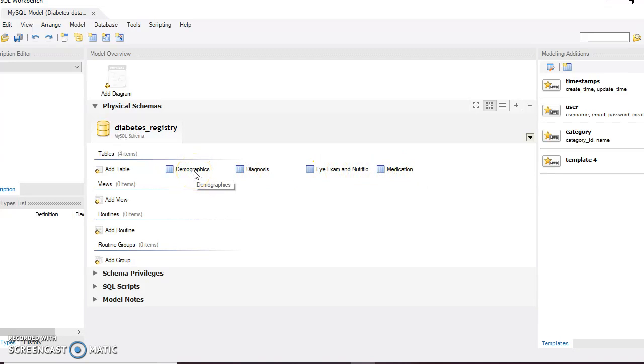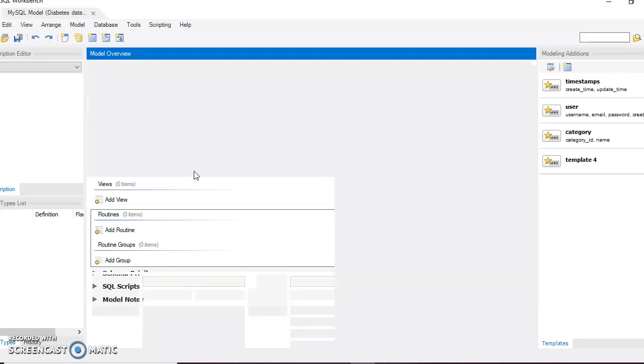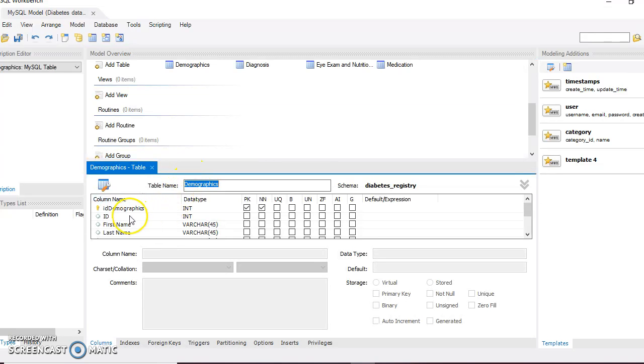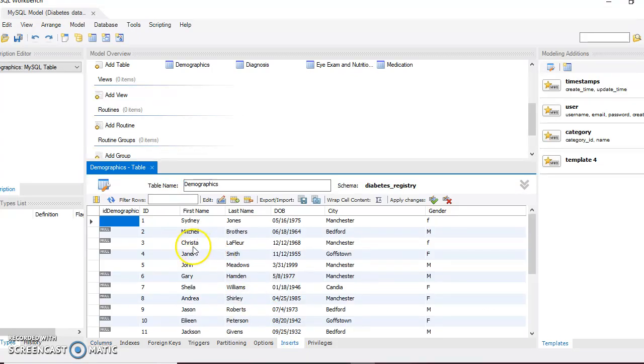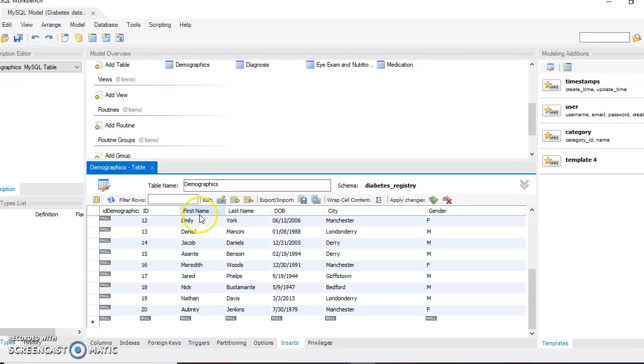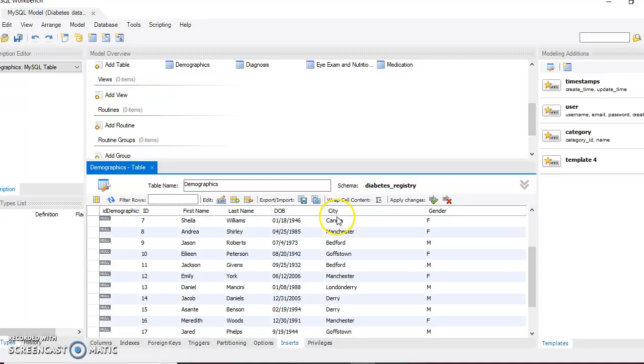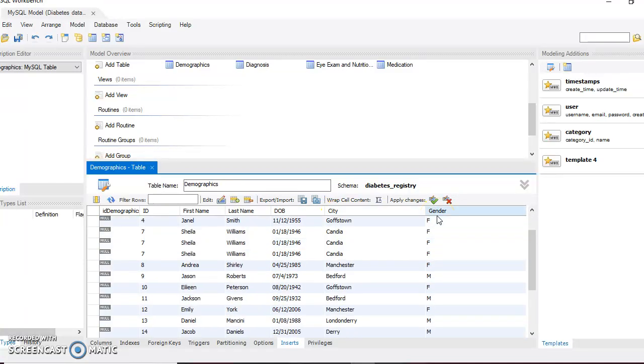of information. The first table is demographics. And this table consists of the columns of ID, first name, last name, date of birth, city, and gender. When I built the data, I chose ID as the common denominator to identify patients across all of the tables that I've used. Here we have the first names of the 20 patients, the last names, their dates of birth. These are all cities that are in New Hampshire, and I also have gender.